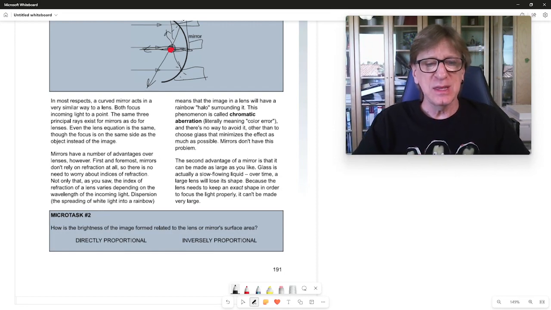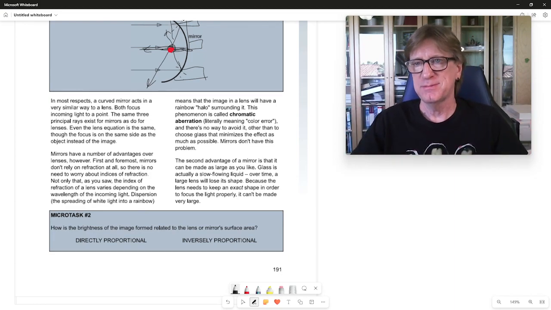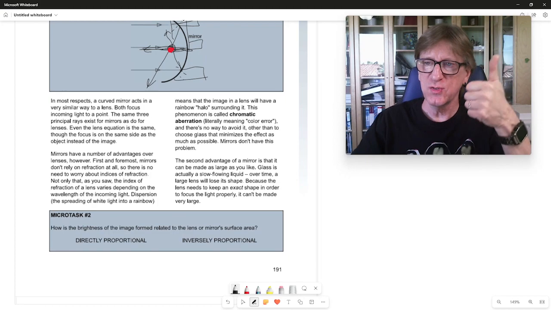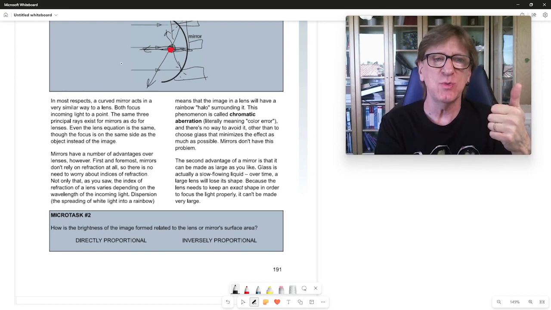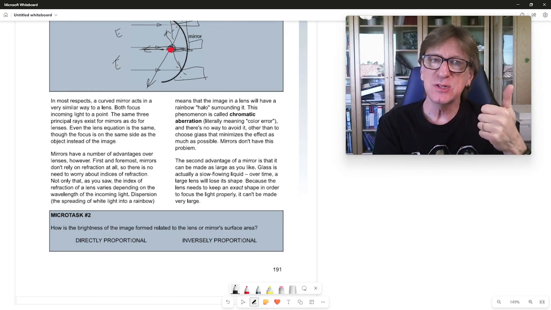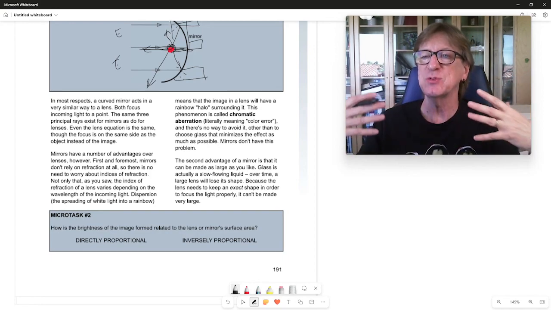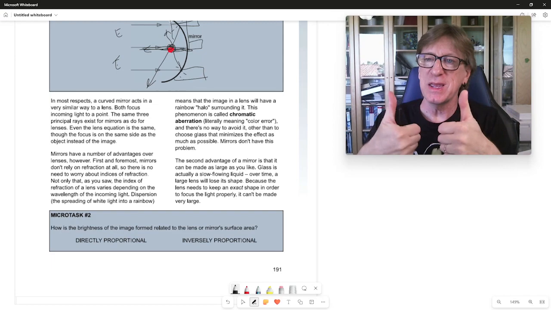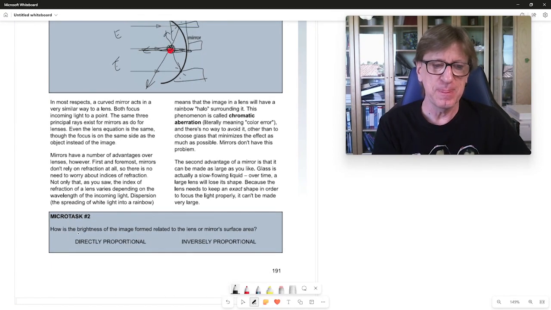How does the brightness of the image relate to the mirror's surface area? Think about conservation of energy. Well, as the surface area goes up, I'm gathering more of those rays. The energy in each one of these rays is the same. However, now I'm concentrating them all here. So if I have a larger surface area, you can think of that as capturing more of these light rays, so my energy is also going to go up. So they're going to be directly proportional.